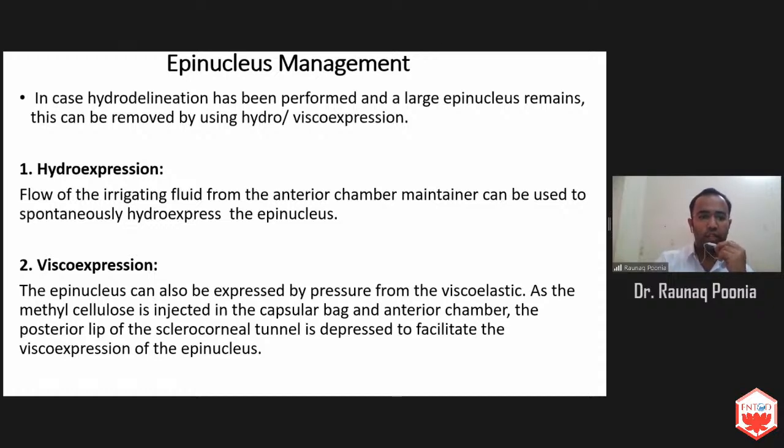In hydro expression, the flow of irrigating fluid from the anterior chamber maintainer can be used to spontaneously hydroexpress the epinucleus. A spatula can be used to widen the mouth of the incision so that the epinucleus easily comes out. The epinucleus can also be expressed by pressure from the viscoelastic, as the methylcellulose is injected in the capsular bag and anterior chamber, and the posterior lip of the sclerocorneal tunnel is depressed to facilitate the visco expression of the epinucleus.